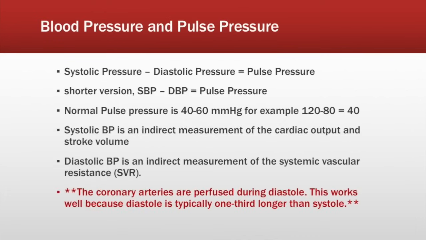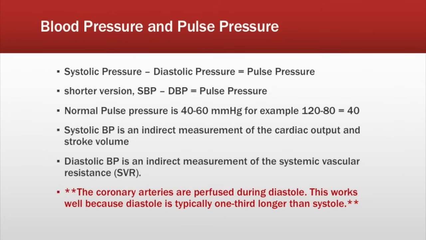Moving on to blood pressure and pulse pressure. Your pulse pressure is the difference between the systolic pressure and the diastolic pressure. So systolic pressure minus your diastolic pressure is your pulse pressure. The normal pulse pressure is 40 to 60 millimeters of mercury. 120 minus 80 is 40, so that's a normal pulse pressure, although on the lowest side. Systolic BP is an indirect measurement of the cardiac output and stroke volume, and diastolic BP is an indirect measurement of the systemic vascular resistance.